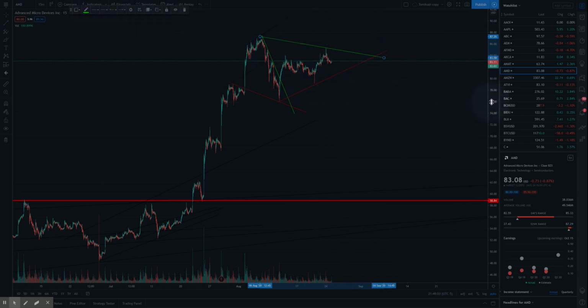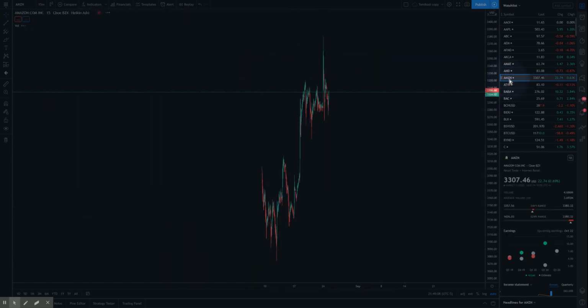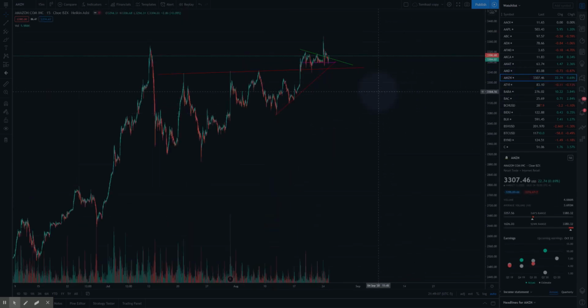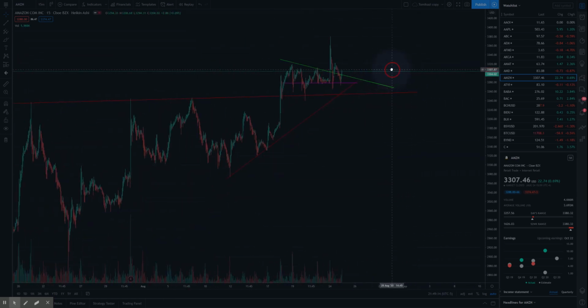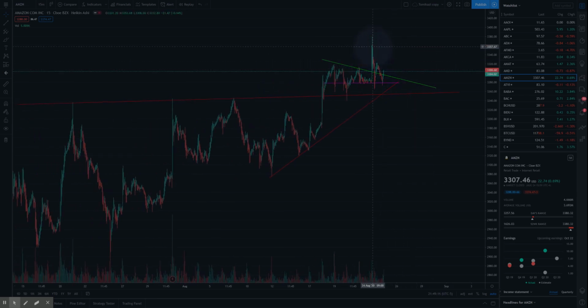Not a huge AMD guy myself, but I know Amazon's one we've been talking about. So you can see here, I drew these over the weekend, and this is what happened today. I have not changed any of these. So we have here a failed breakout, and then more consolidation. So this is a bull pennant that now is turning into a bull flag. A bull flag is sideways. So it will consolidate in a sideways movement instead of a triangular movement.